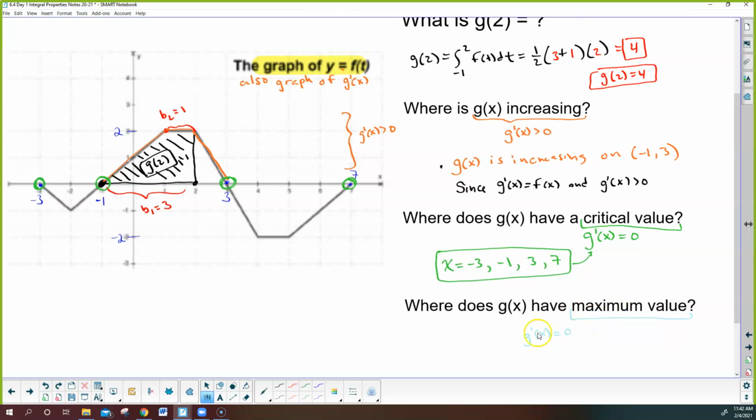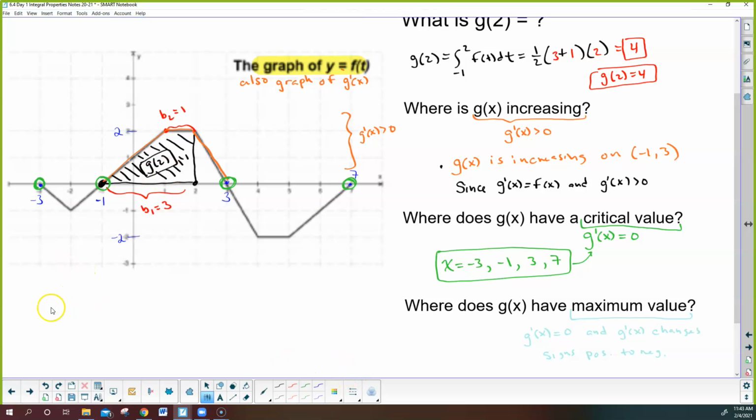So g prime is equal to 0, and there's a sign change, right? And we have g prime of x changes signs. If I'm going at a max, I go from increasing slopes to decreasing slopes. So my derivative goes from positive to negative. And you just say positive.